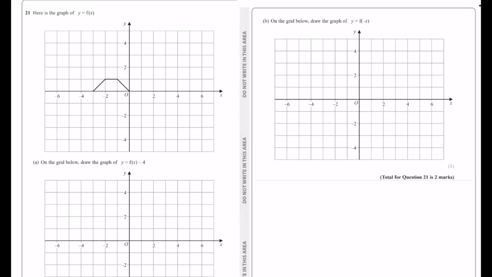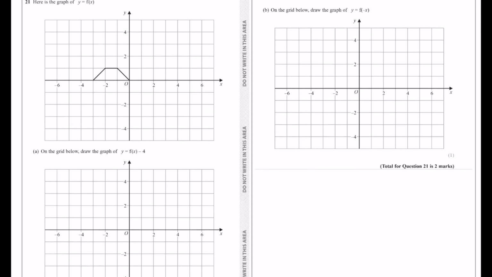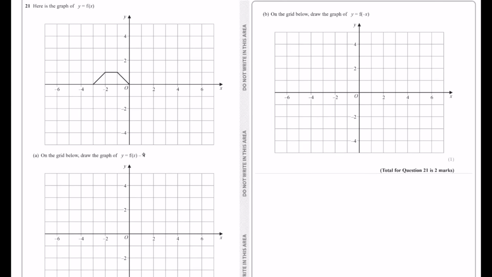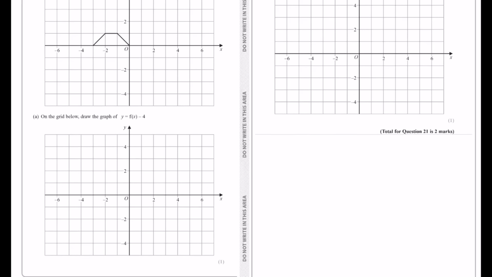Question 21. Here is the graph, what it calls f of x. On the grid below, draw the graph of f of x take away 4. So if it's outside the bracket, it's changing the y, moving it up and down. And if it says -4, we move it down 4. So it's exactly the same graph, moved down 4 spaces.